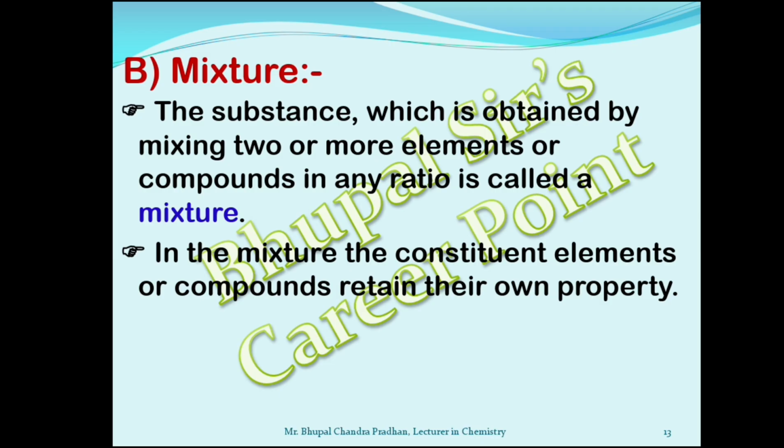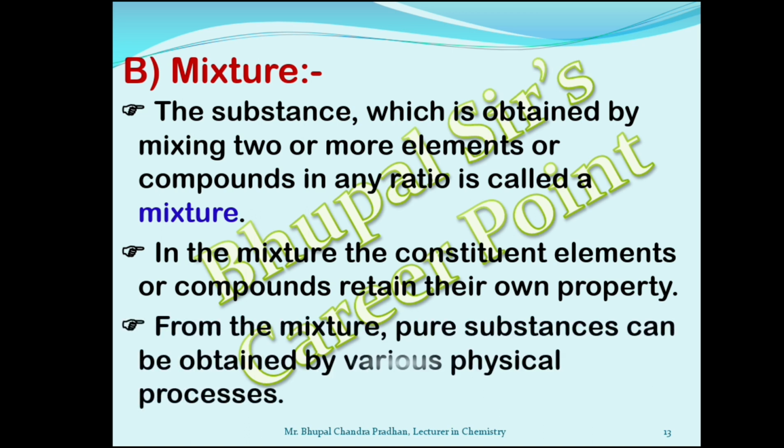But in case of compound, they lose their own property. In case of compound, they mix in a definite ratio. But in case of mixture, they mix in any ratio. So questions may arise in different forms, such as differences. From the mixture, the pure substance can be obtained by various physical processes. But from the compound, the constituent elements can be obtained by chemical processes. These are the different characteristics of mixture.